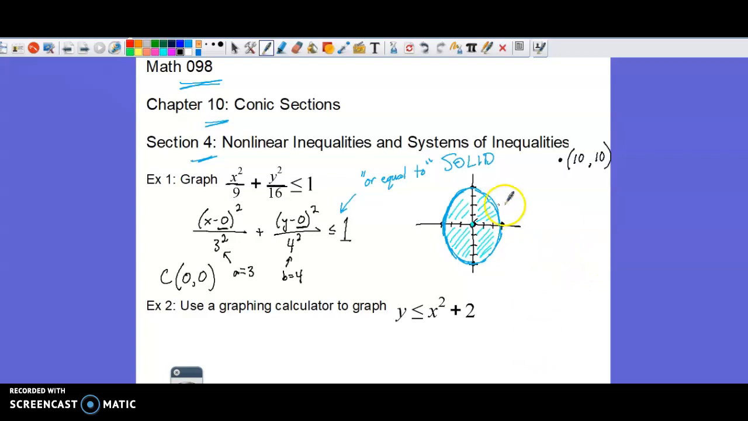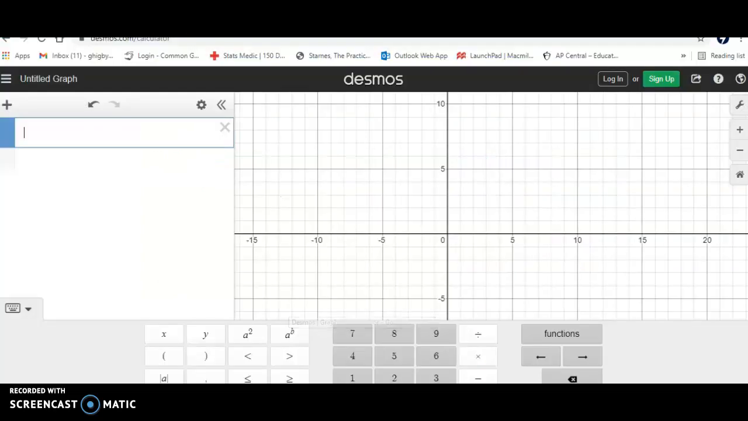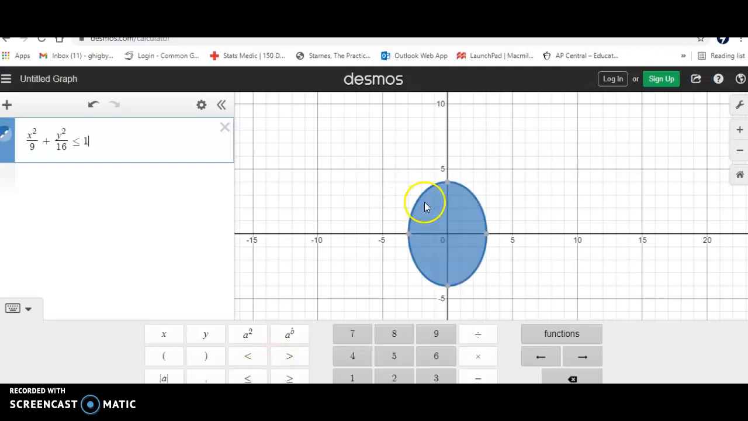Just to prove my point that we have the right graph here, I'm going to show you with Desmos. What I like so much about Desmos is it will literally give you the less than or equal to symbol, and it shades for you. I'm not trying to tell you to just cheat and use Desmos, but this is a good teaching tool, because what if I change that from less than or equal to less than? See how it makes a dashed line?